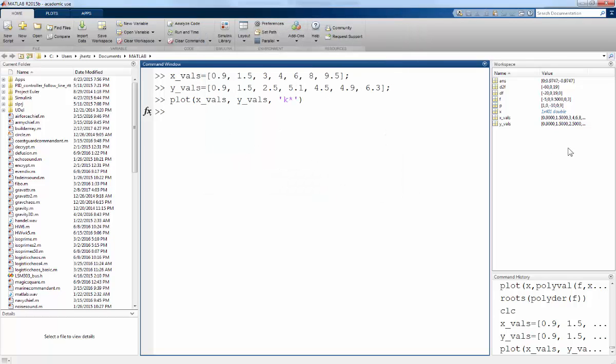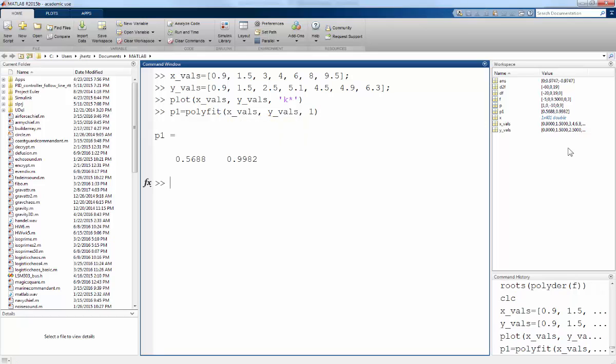The function polyfit returns a polynomial given x values, y values, and then the order of the polynomial you're hoping to use. So this is our coefficient array of the first order polynomial, or the line that best fits this data. So this would represent 0.5688x plus 0.9982.